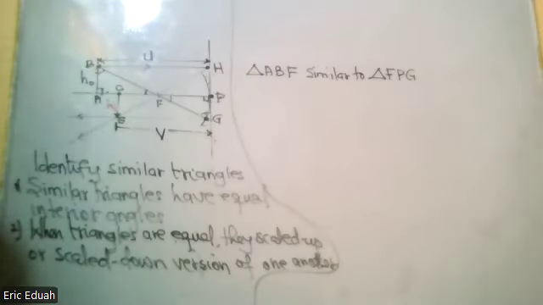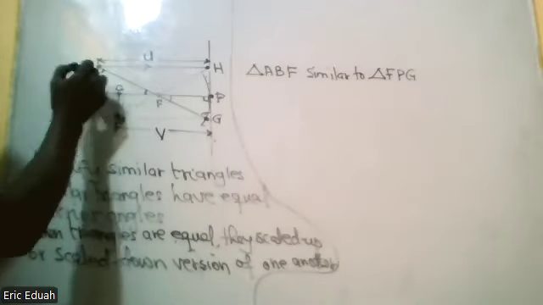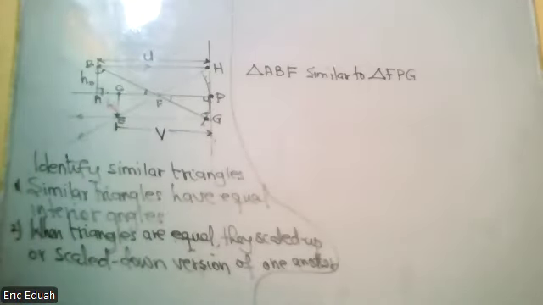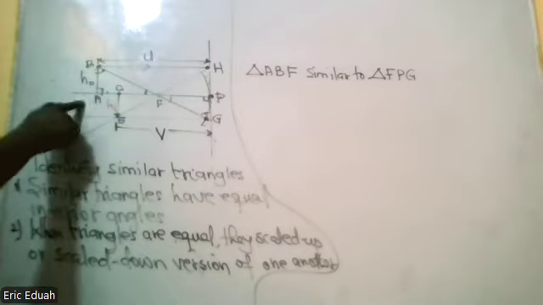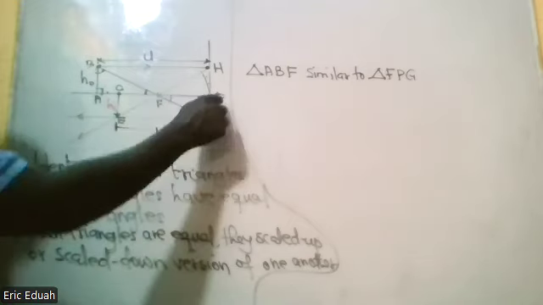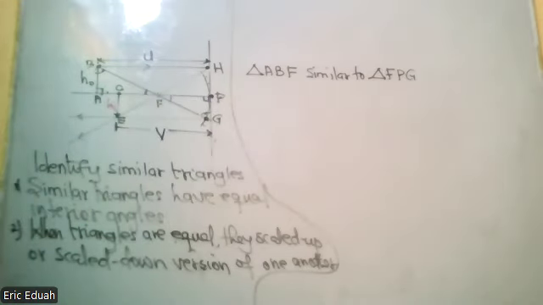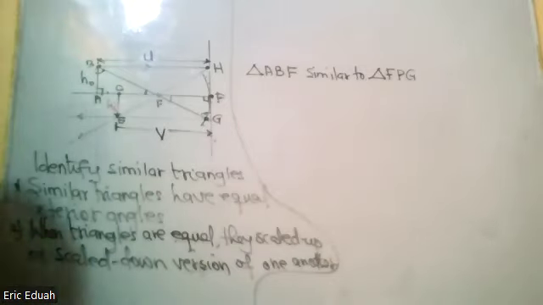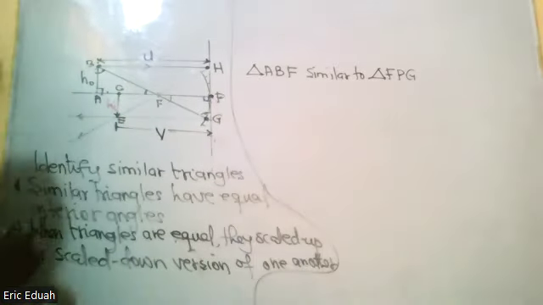They are also alternate. So these are alternating angles. So we can draw the conclusion that ABF is similar to FPG because their interior angles are equal. Now, when triangles are equal or similar, the ratio of their sides must also be equal. Let me add that to this.